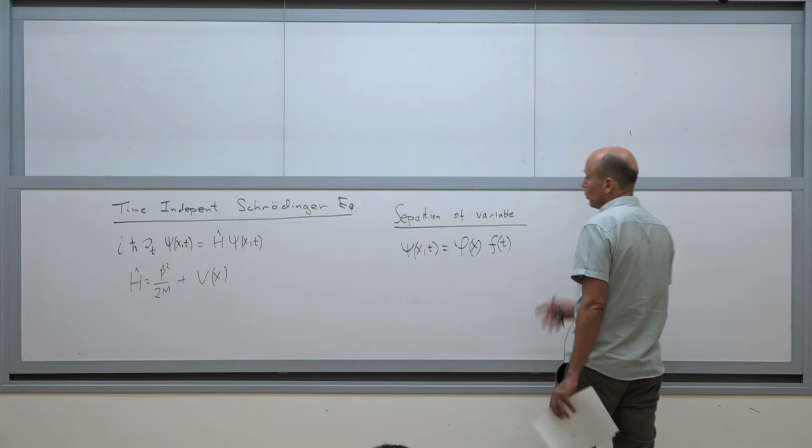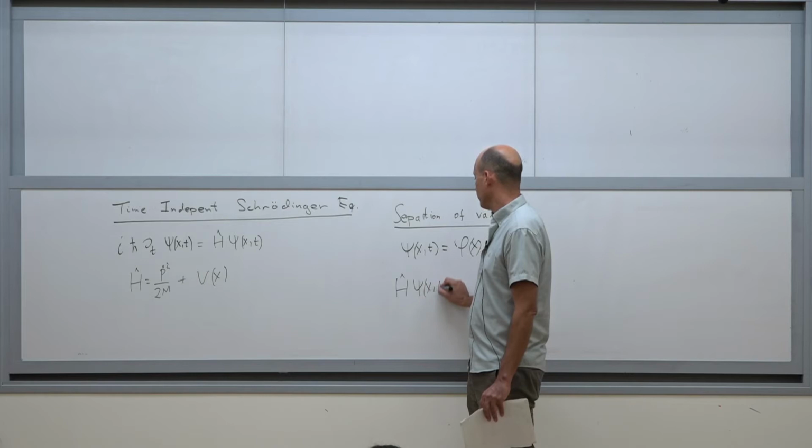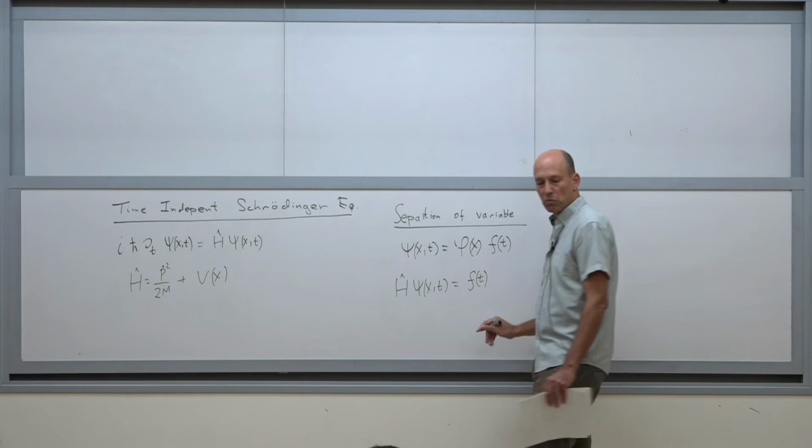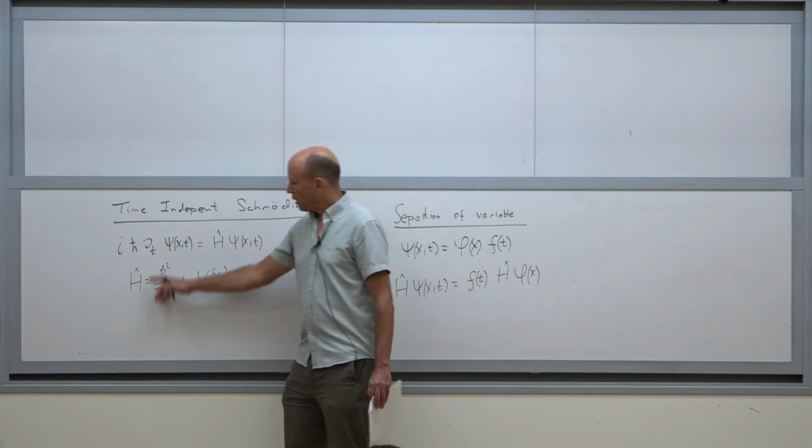So let us look at what will happen. If I have H, which is the right-hand side of the Schrödinger equation, acting on this very special solution, this is f(t), some function of t, which I don't know, H acting on φ(x). What did we do here? H, you see here, contains p squared. p squared is the second derivative in x.